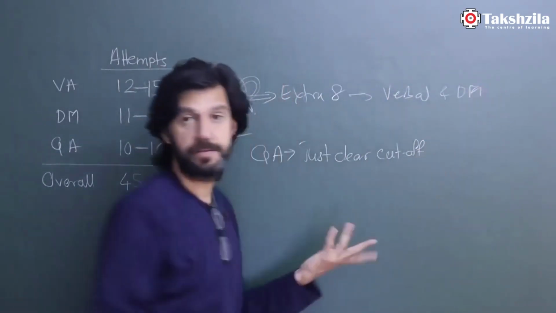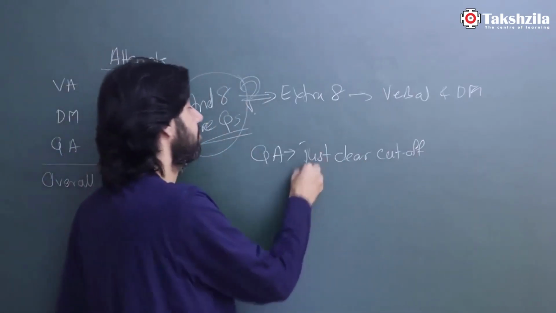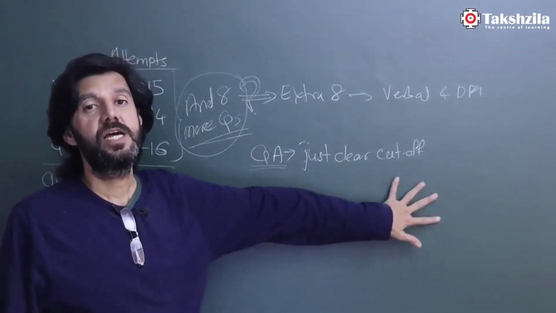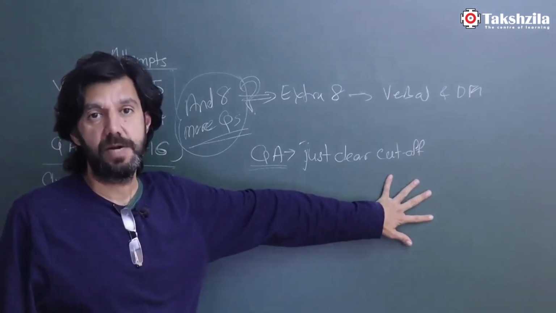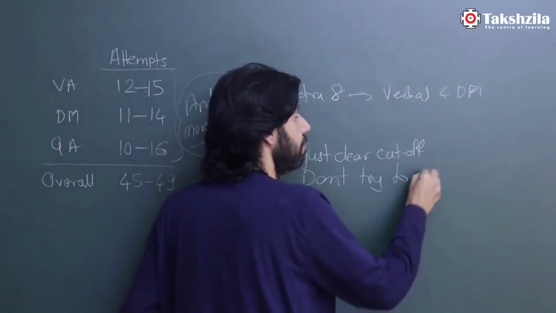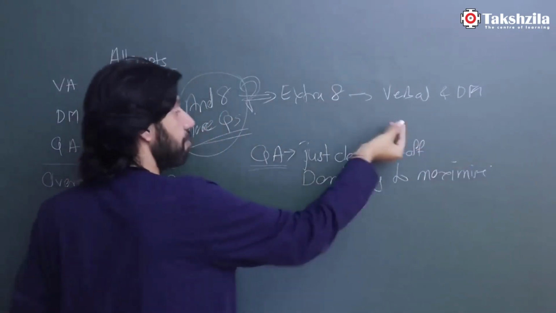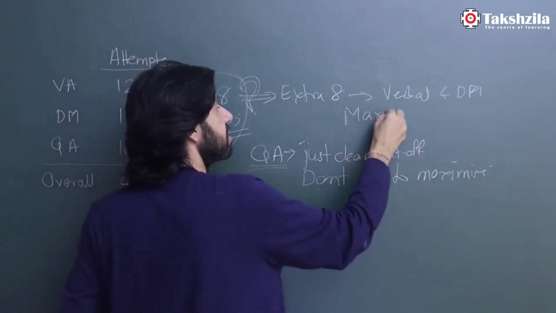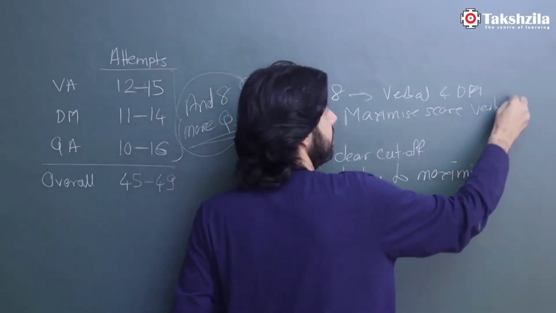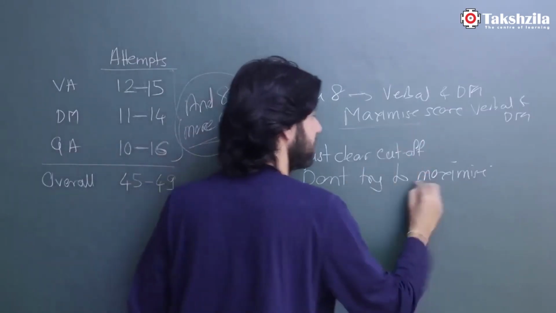Now this is almost a prescription, and here I am saying this is true for everyone. Even if you count Quant as your strength, I would still say don't try to maximize your score here. I'm writing it, don't try to maximize. In fact, spend all your time trying to maximize your score in verbal and decision making.